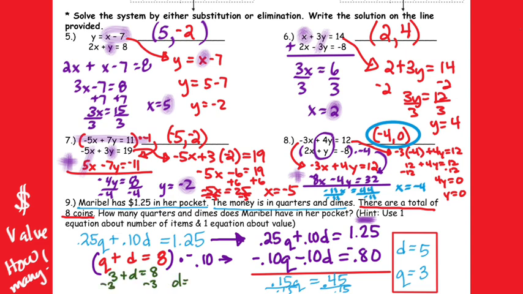If I have 3/4, that must mean I have 5 dimes. And that makes sense because 3/4 is 75 cents, and 5 dimes is 50 cents, and 50 cents and 75 cents, right? 50 cents and 75 cents is $1.25. So we know we're doing it right.